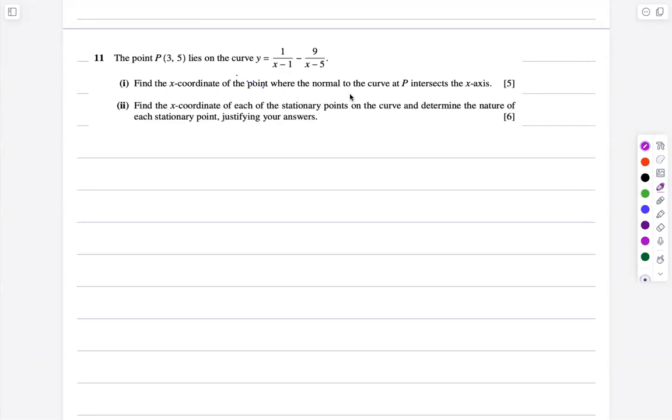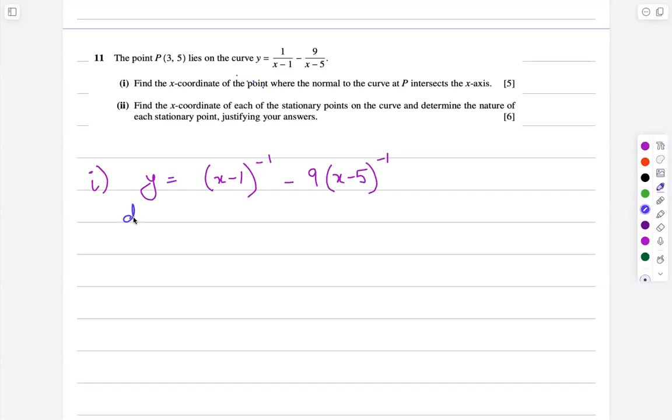To find the x coordinate of the point where the normal crosses the x-axis, we first need the equation of the normal, and then we can substitute y = 0 to find the x coordinate. To find the equation of the normal, we need the gradient first. So to find the gradient, first we'll find dy/dx of the function. We'll first write it as (x − 1)^(−1) − 9(x − 5)^(−1).